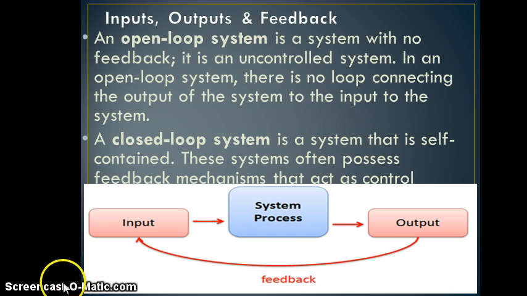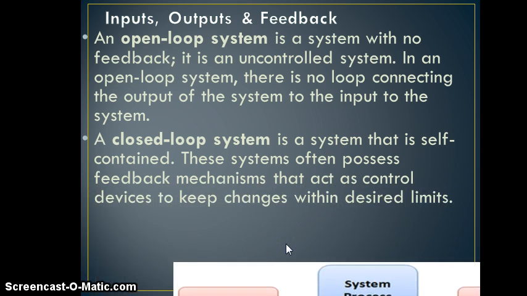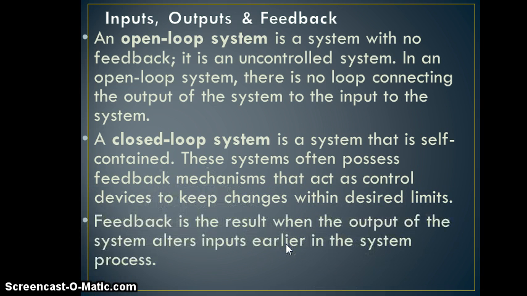So we have a feedback that helps us control how much we need to rely on that system or get that process going, and how much we need to input to get a certain level of output. So there is that level of control. We call that level of control feedback. Feedback is the result of the output of the system. It alters the earlier inputs into the system process.